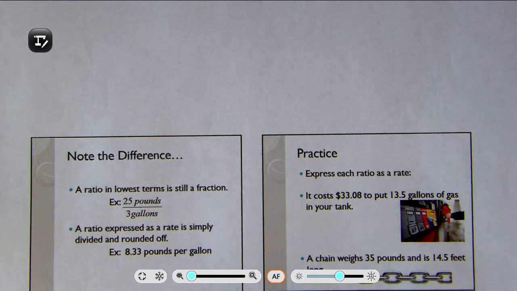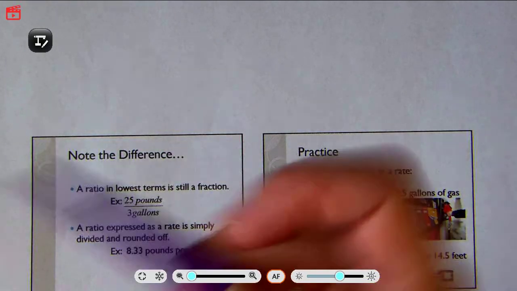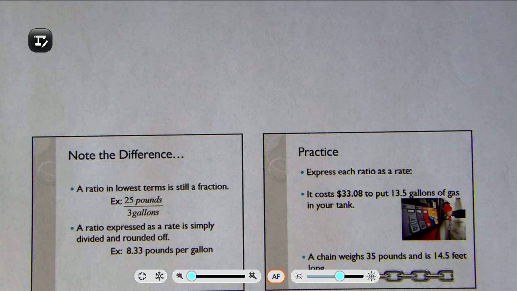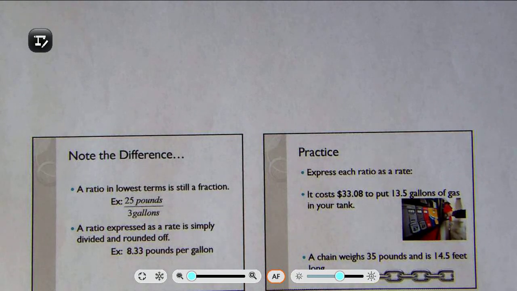So when you're doing your homework and your problems, make sure you're answering the questions that they are asking. If they want a ratio, we reduce the whole numbers. They have to be kept as whole numbers. If they want it as a rate, it's a single number and then the units after.